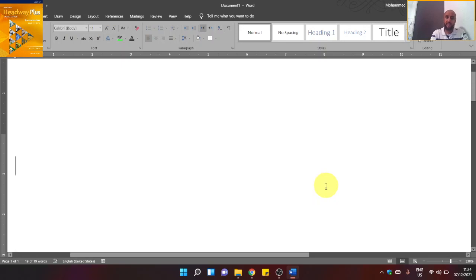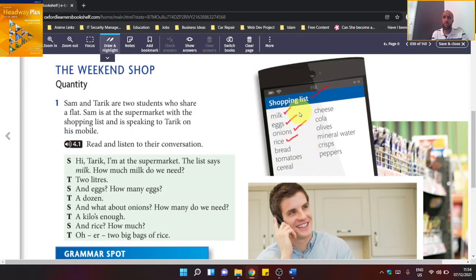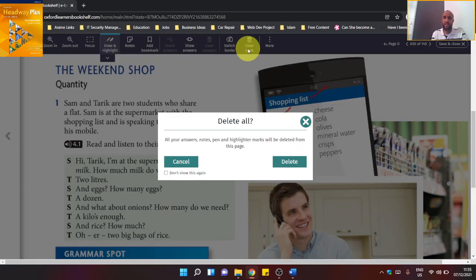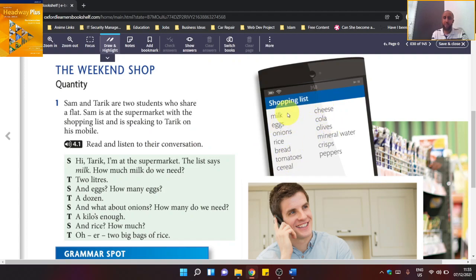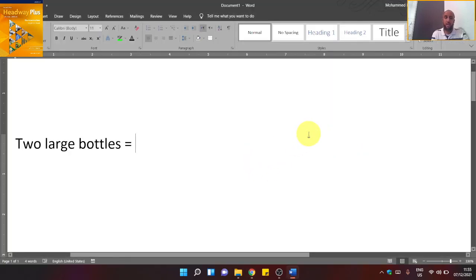Let's highlight and delete everything. So the first one says 2 large bottles. So what are they talking about? Are they talking about, maybe, let me just clear the page, are they talking about milk? It's 2 bottles. So what can be bottles? 2 large bottles. Maybe they're talking about mineral water, right? So we should say 2 large bottles of mineral water. Tamam?